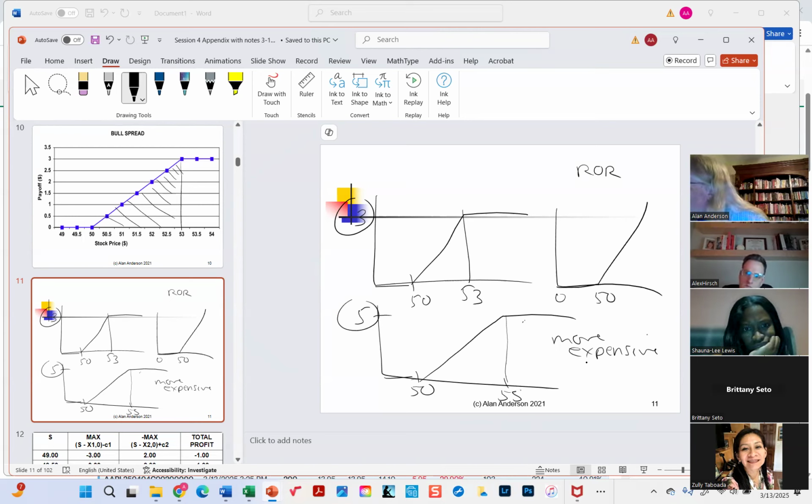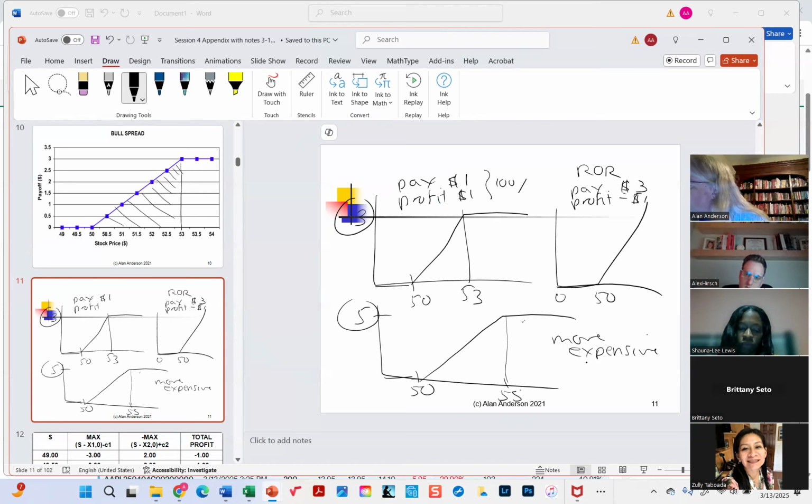So if here I pay $3 and my profit is $1, that's 1 out of 3. But if over here, if I only paid $1 in the first place, my profit is $1, that's 100%. So this is the thinking that's going on behind the scenes. What rate of return can I squeeze out of this?